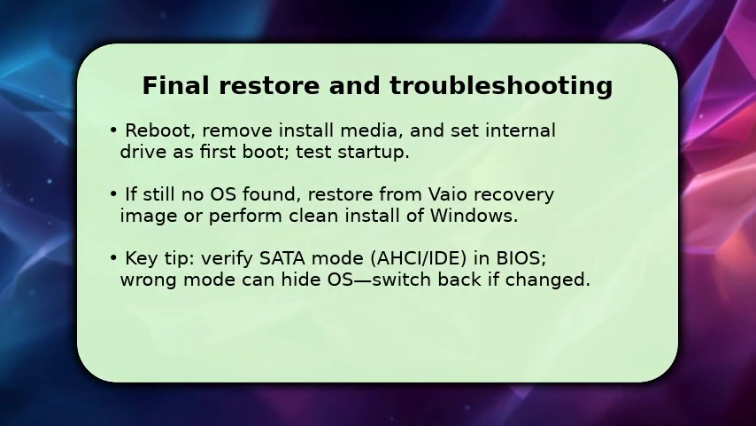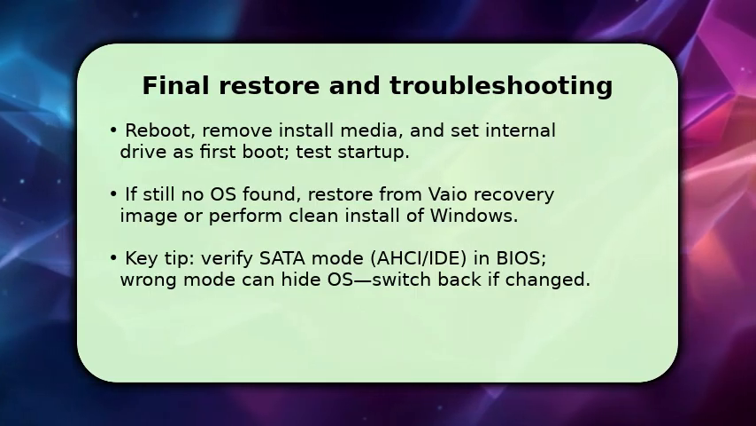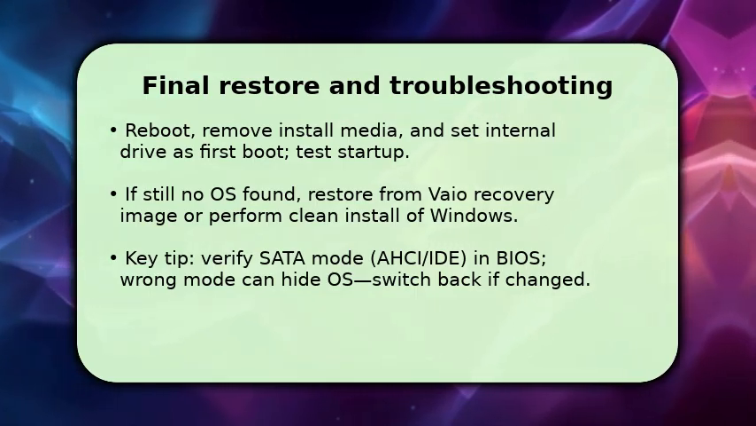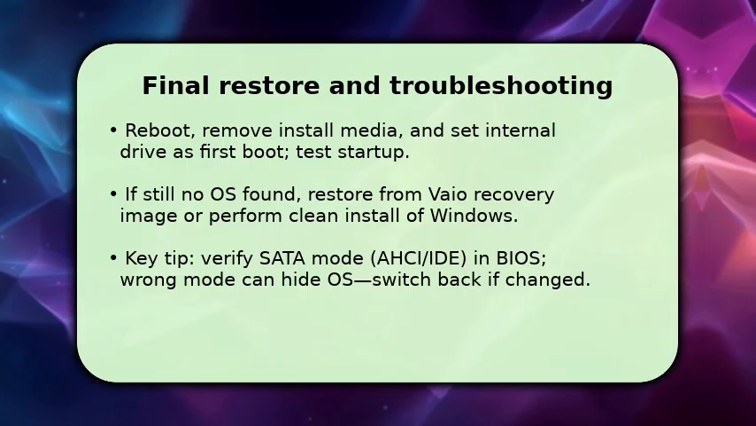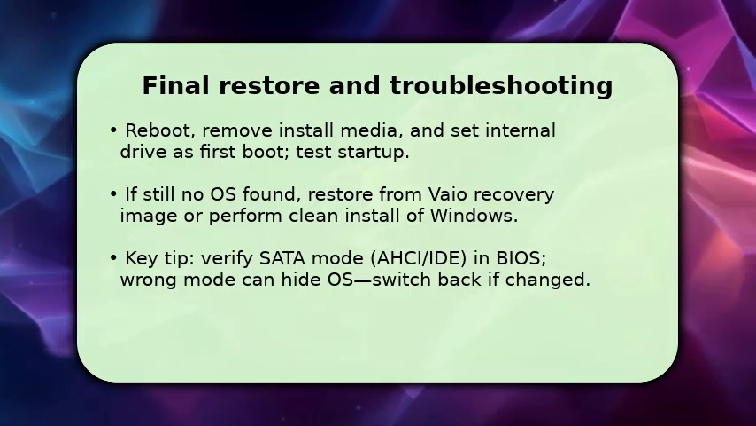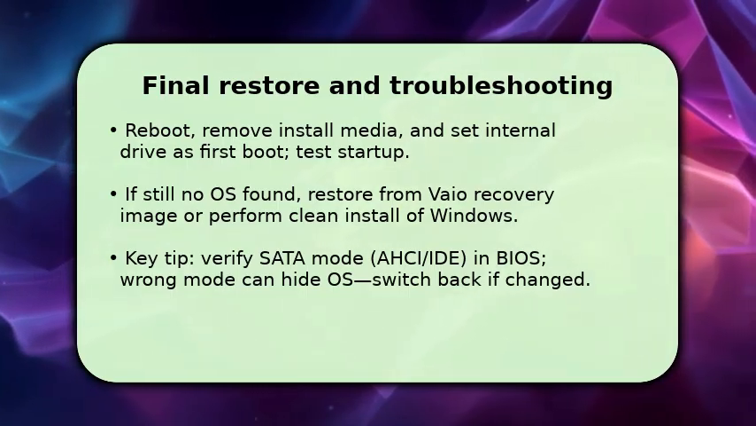startup. If Windows still won't load, restore the VAIO recovery image using the recovery USB or proceed with a clean Windows install. Choose Custom Install and format the system partition if needed.